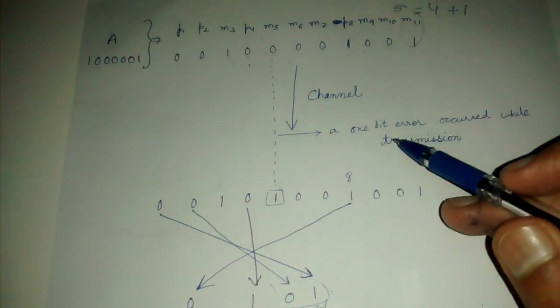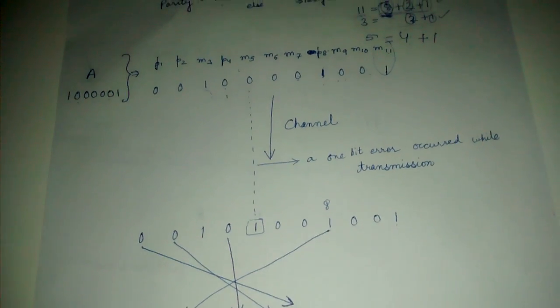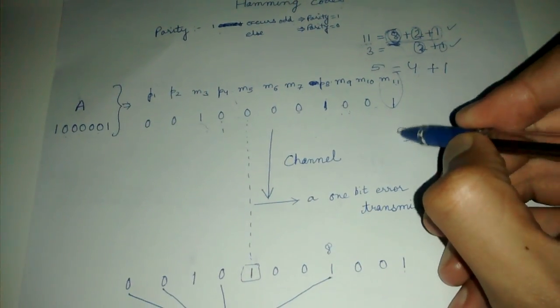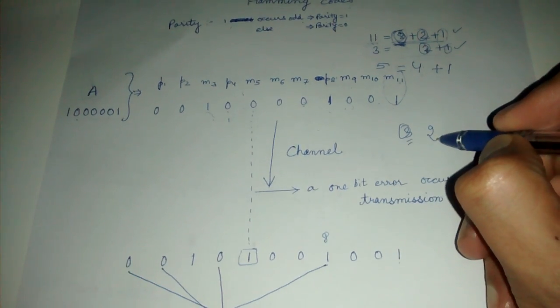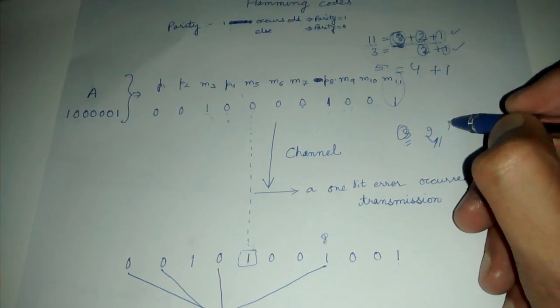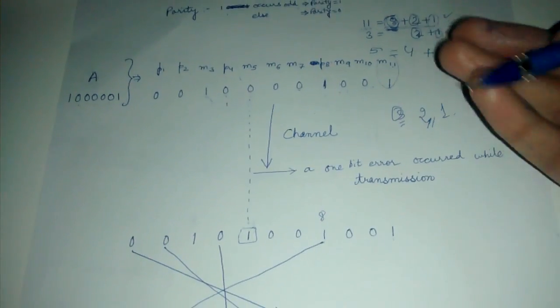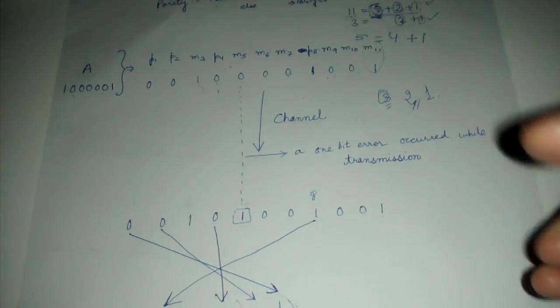So this is Hamming code with a Hamming distance of 3, which means it can detect up to 2-bit errors and correct up to 1-bit error, as we have just demonstrated how to correct a 1-bit error.